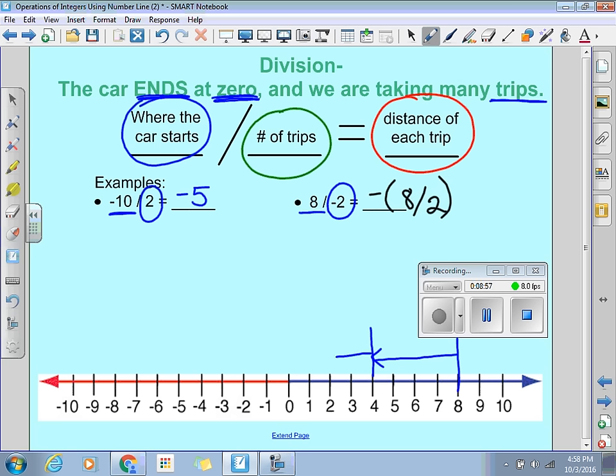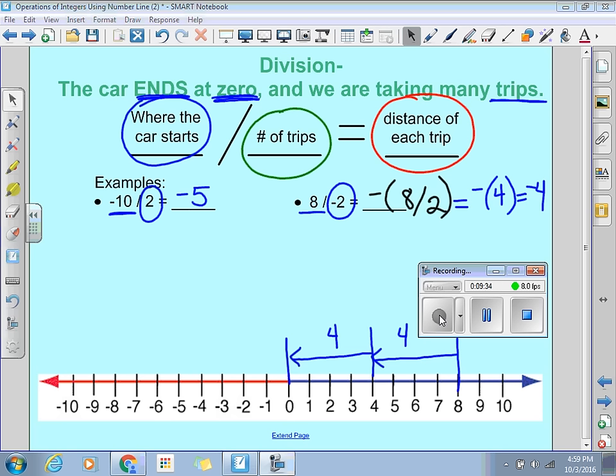So we've got 8. We're going to take 2 trips of equal distance and end up at 0. So each trip is going to be 4 spaces. And we're ending up at 0. So we're moving in the negative direction. So 8 divided by 2 is 4. But you know we're looking for the opposite of 4. So the opposite of 4 is -4.